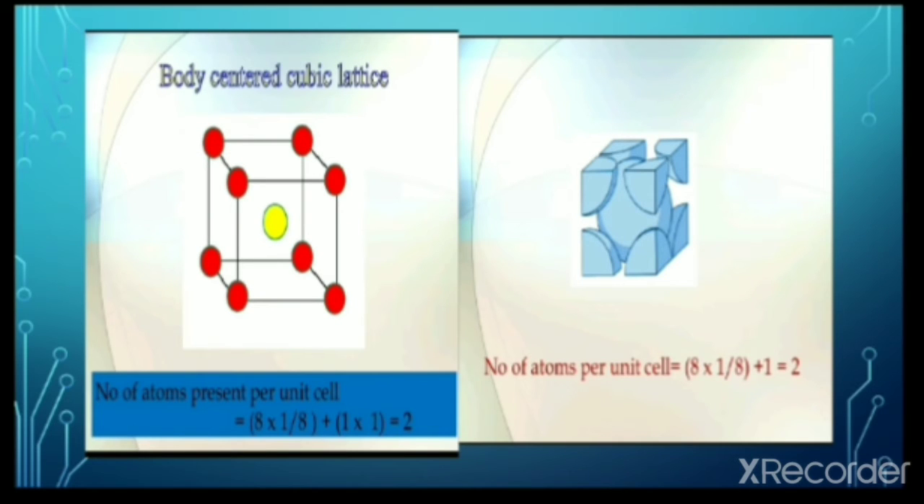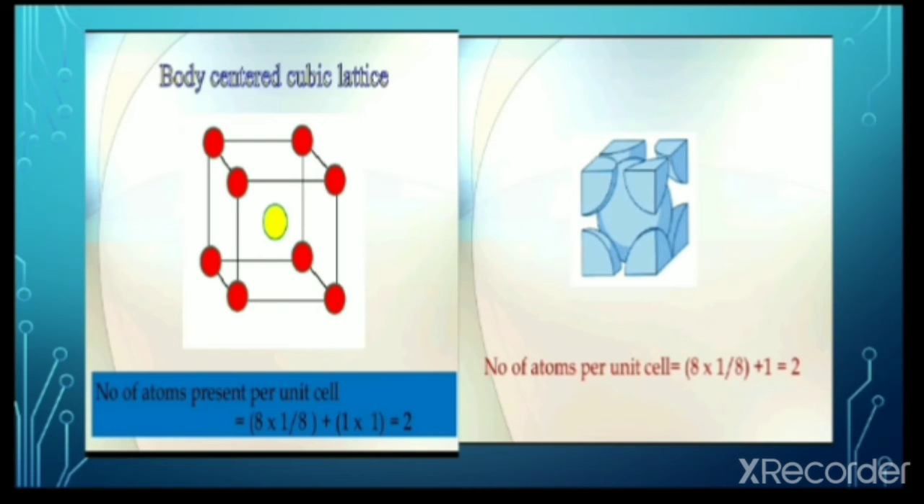Next one is the body centered cubic lattice. A body centered cubic lattice unit cell has an atom at each corner and also one atom at the body center. The body centered atom belongs entirely to the one unit cell in which it is present.